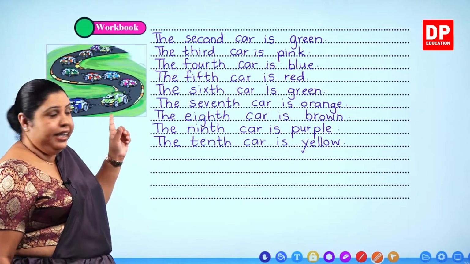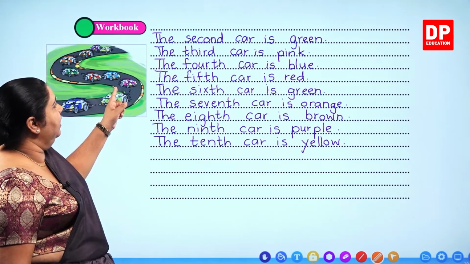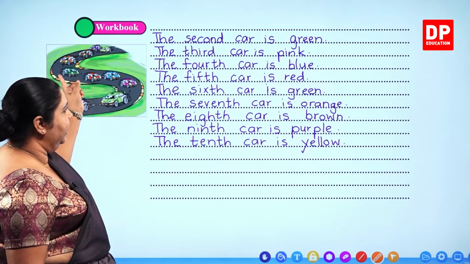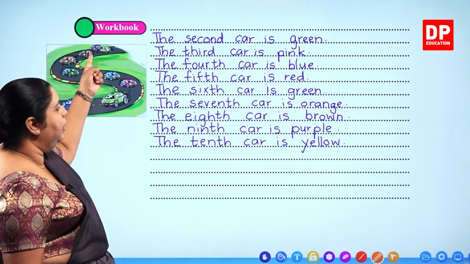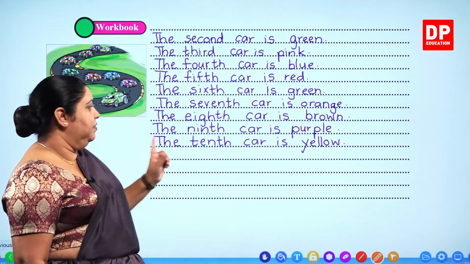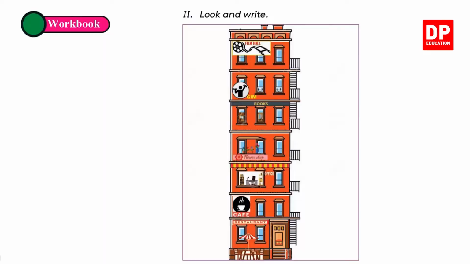Now the first car is blue, second green, third pink, fourth blue, fifth red, sixth green, seventh orange, eighth brown, ninth purple, and 10th is yellow. Okay, so this is one of your workbook activities. Right, now let's move on to our next activity in the workbook.